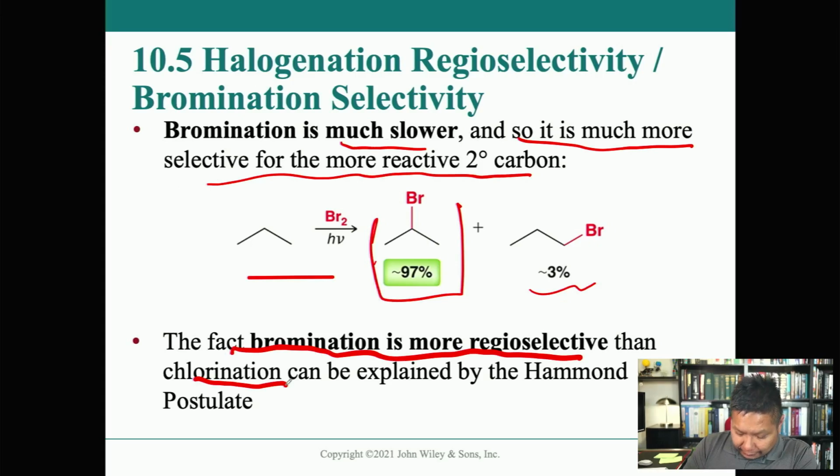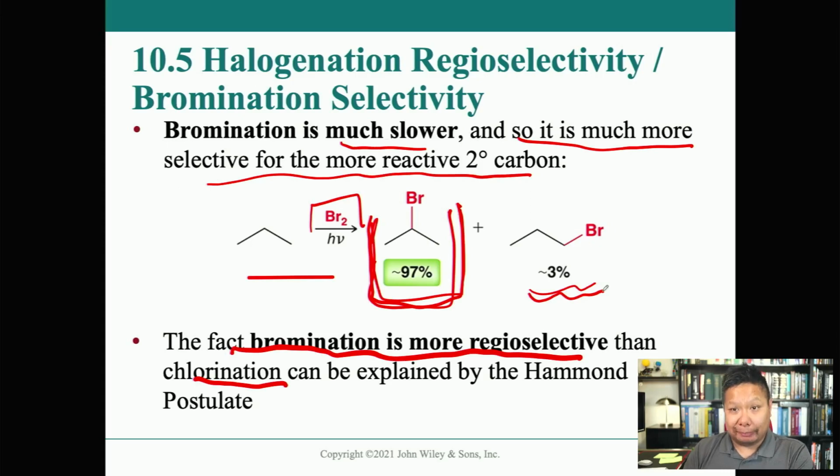So if you want a propane to be halogenated at the secondary carbon, at the secondary position, as a secondary halide, then you want to use bromine instead of chlorine, because here you get 97% of the secondary halide and only 3% of the primary halide. If you use chlorine, then you'll get almost the same amount of both. Okay.